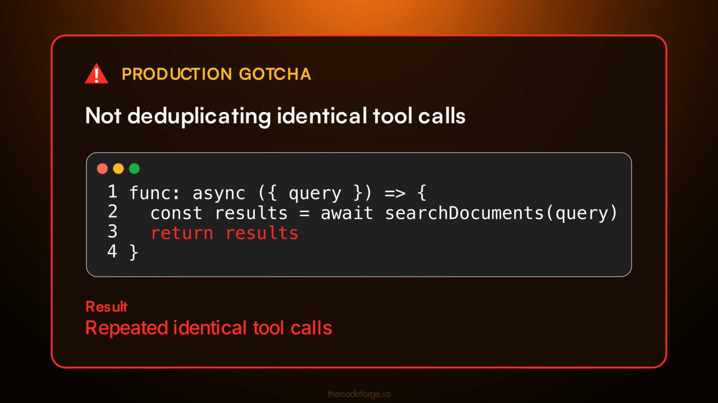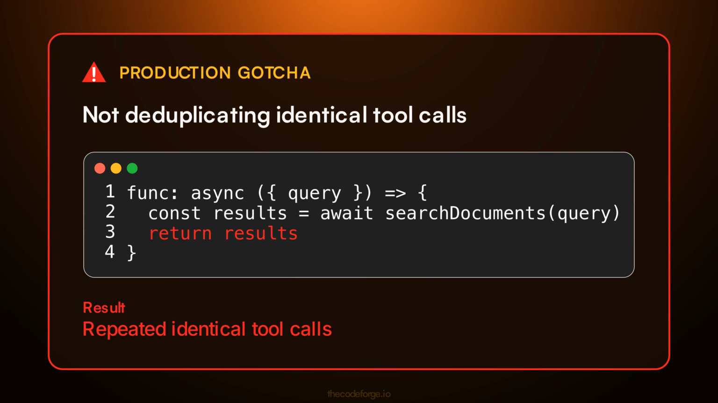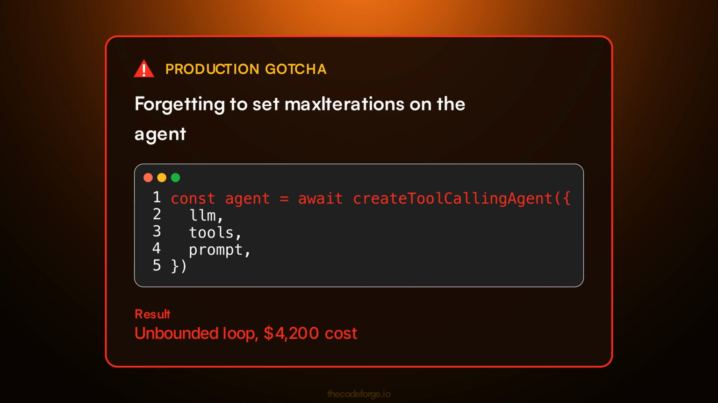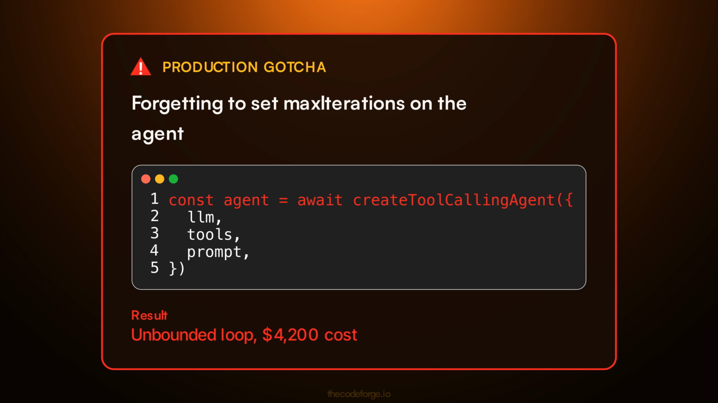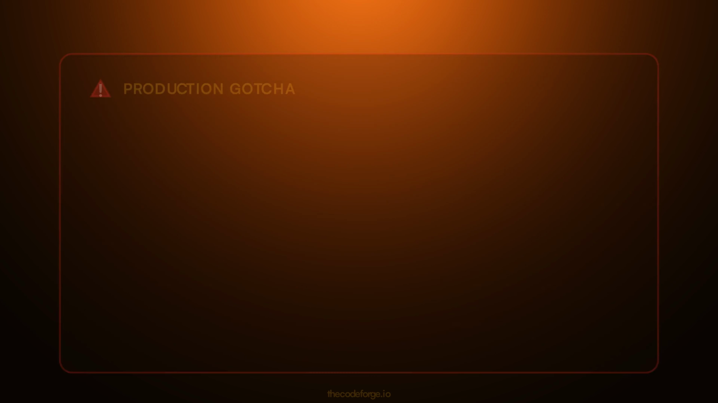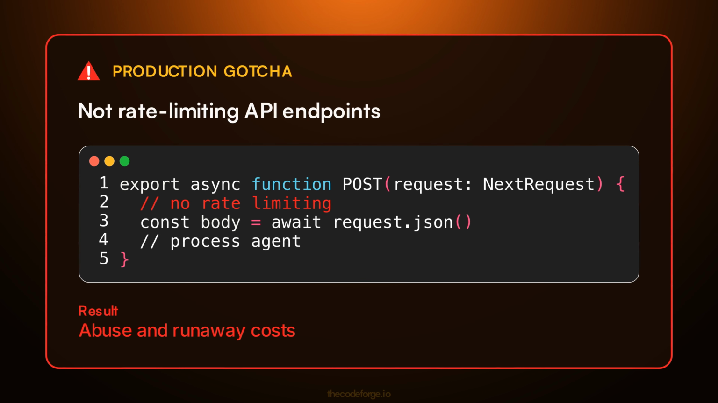Without deduplication, the agent can call the same tool with the same arguments multiple times. This wastes tokens and can lead to infinite loops if the tool returns the same result each time. Without maxIterations, the agent can loop infinitely, calling tools and burning tokens until you manually stop it or hit your API budget. Without rate limiting, a single user can send hundreds of requests per minute, each triggering expensive agent loops. Implement rate limiting with Upstash or similar to prevent abuse.